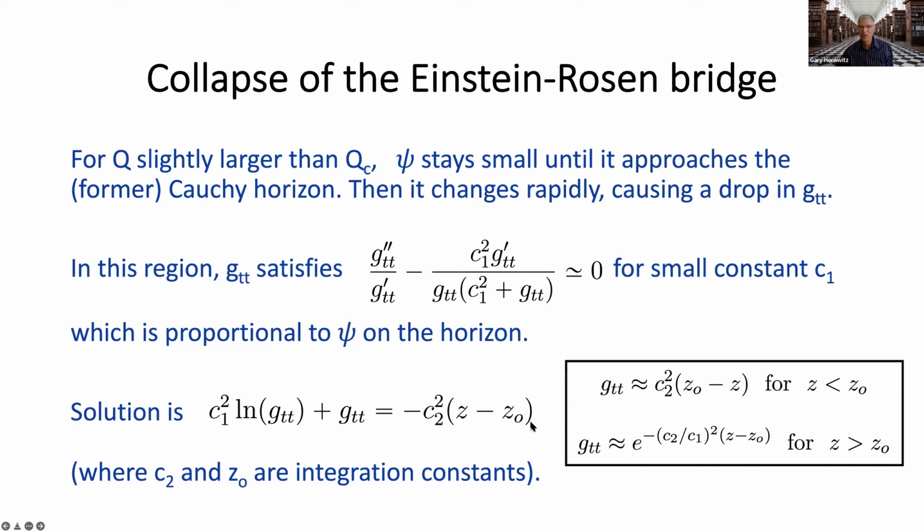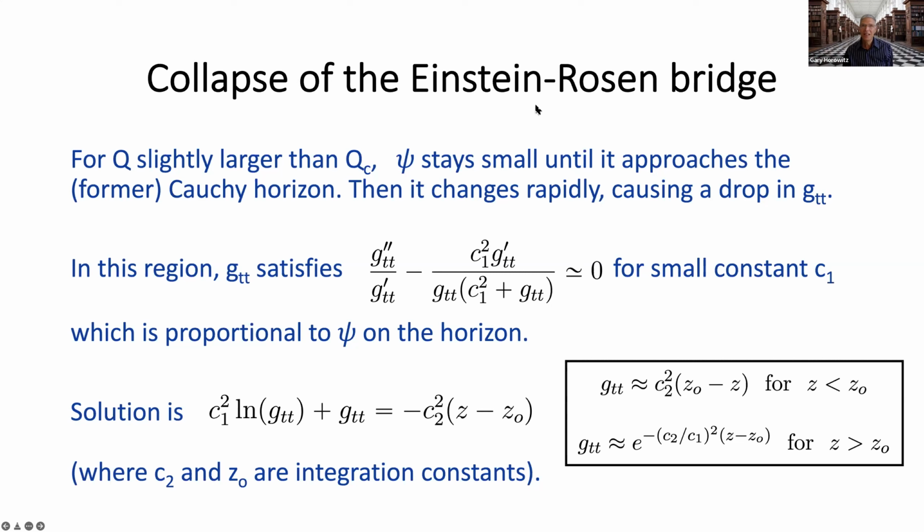However, once Z gets bigger than Z0, this becomes negative, and so the solution is dominated by the first term. And so GTT now goes to 0 exponentially in Z minus Z0 with a very large coefficient, because remember C1 is extremely small. What it shows you is that it's very nonlinear dynamics: as soon as the scalar field turns on and is non-zero at the horizon, you get an e to the minus 1 over epsilon squared type of decay at this point.